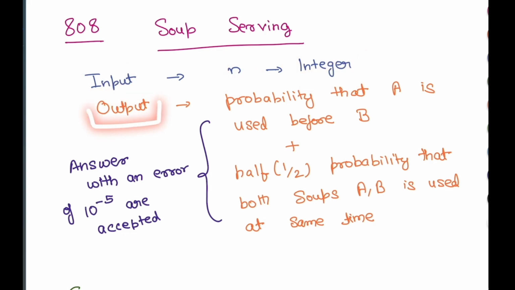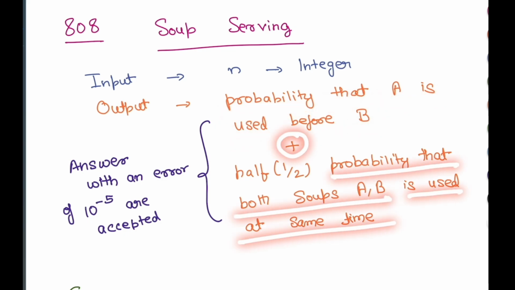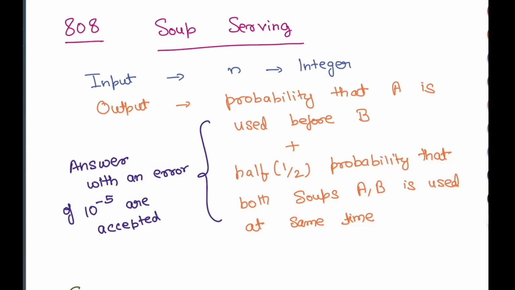The output we need to find is the probability that A is used before B. I will tell you what is A, what is B, but as of now, you have to assume that you know about A, you know about B. The output you need to find is the probability that A is used before B plus the probability that both soups A and B are used at the same time, which will be half. So our focus is to find the probability that A is used before B, and if A and B are used at the same time, the probability is going to be 1 by 2. That's what the question says.